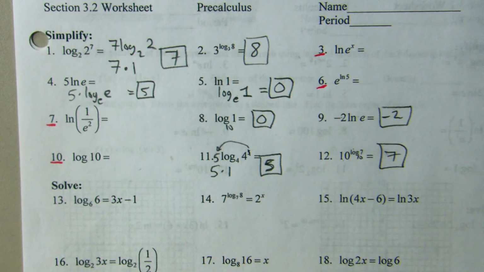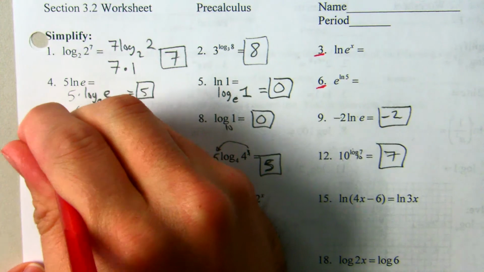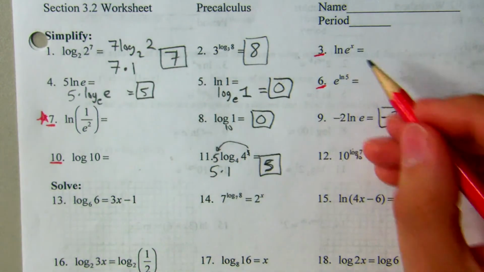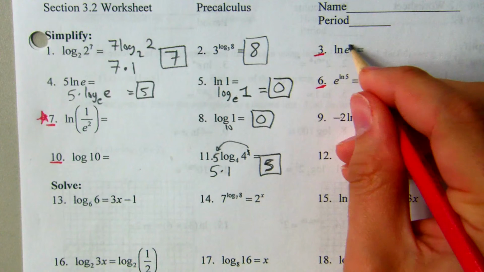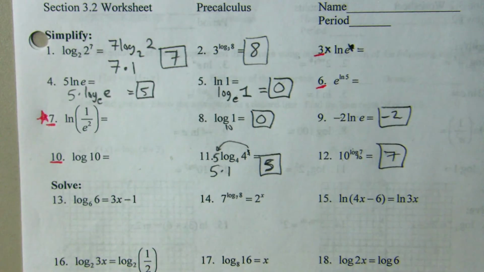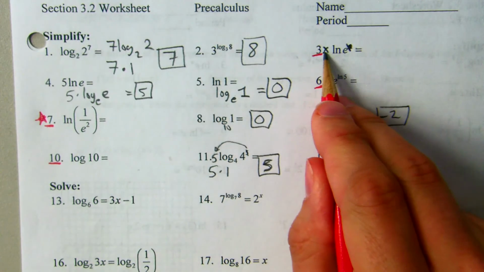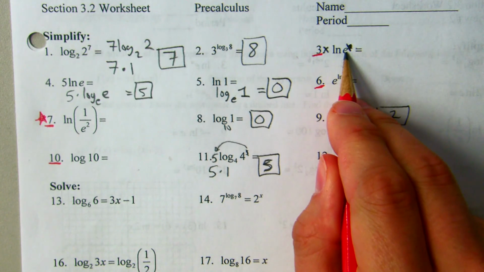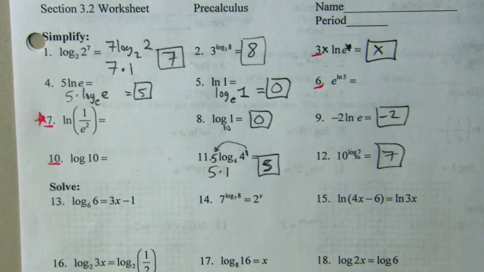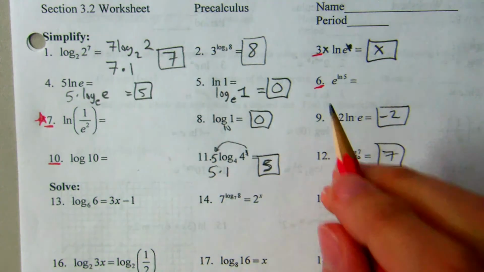Okay, so which one do you think is the hardest of those four? 7? Okay, agreed. There's a couple different approaches to it. Let's get that one for last. Number 3. I would apply the power rule and bring x down. Just know why you can do that so that you do that at the correct time. And then x times natural log of e would be x times 1. The answer to number 3 should be x.